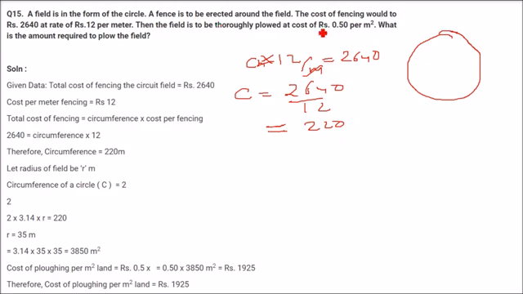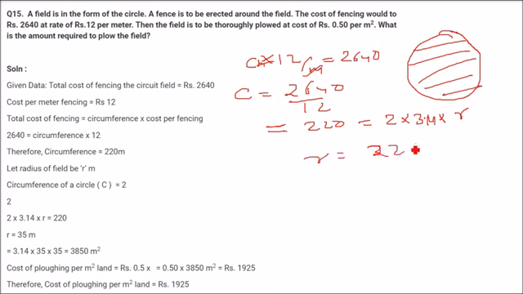Then the field is to be thoroughly plowed at a cost of this much. That is totally plowed, so we have to find the area. Circumference can be equated to 2 into pi into r. So pi is 22 by 7, and r will be equal to 220 by 2 into 22 by 7. So this is 10, you get 70 by 2, that is 35. Radius is 35.